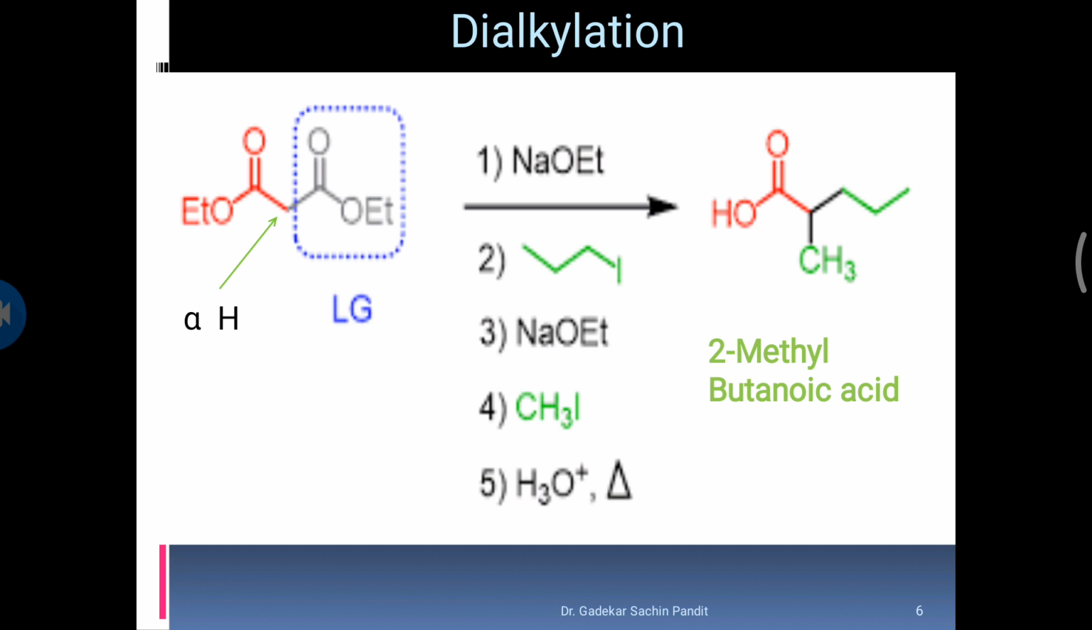So next is the dialkylation. How can we convert malonic ester to 2-methyl butanoic acid? Okay, so this is the first process we discuss, a monoalkylation. Here two alkylations are possible. They may be within a molecule, or they may be with different halide groups.